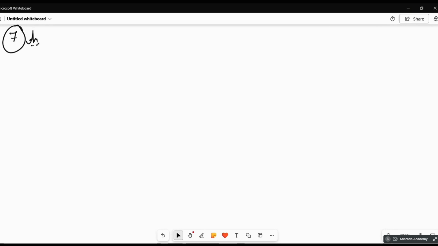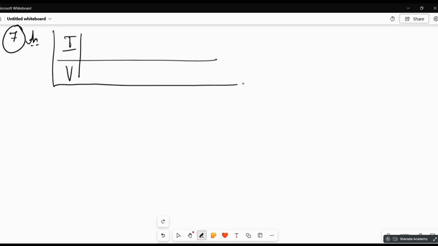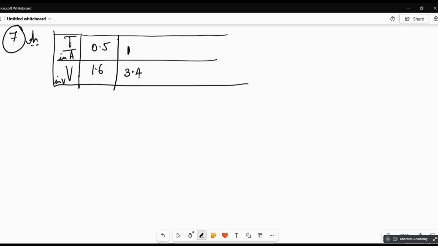The value of current flowing through the given resistor for the corresponding value of potential difference V across the resistor are given below. See here, they have given current and voltage. Current is 0.5, voltage is 1.6. Current in ampere, voltage in volts. Then current is 1 amp, voltage is 3.4.